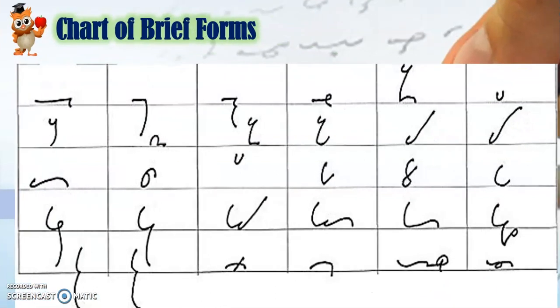Next. So let's see if you can read it without those labels. Okay, anyone who can read the first row of brief forms? Okay, what about the second row? Okay, what about the third row? Fourth. And the last row. You have here 2 for this one.